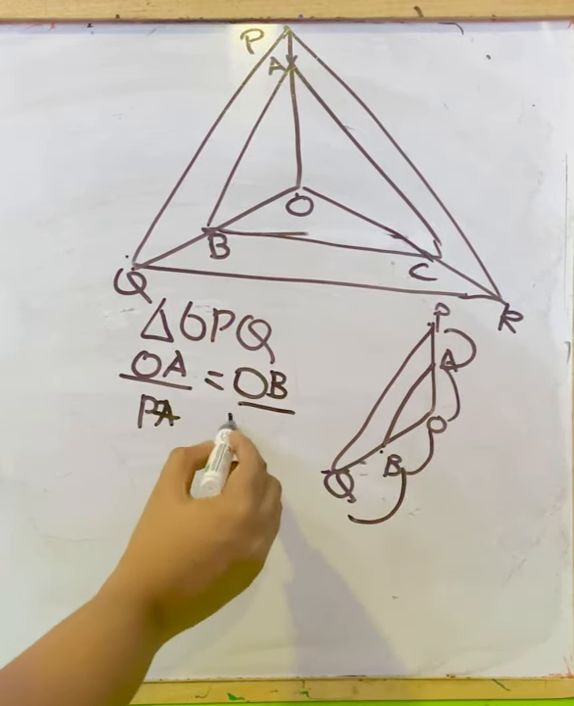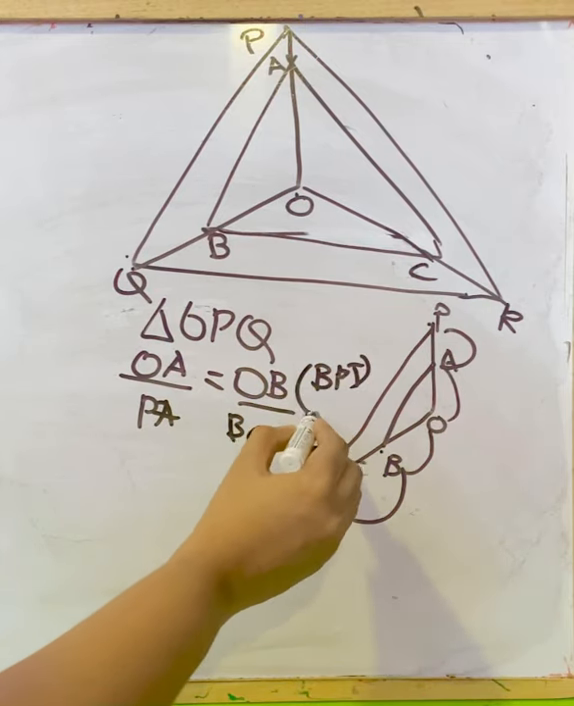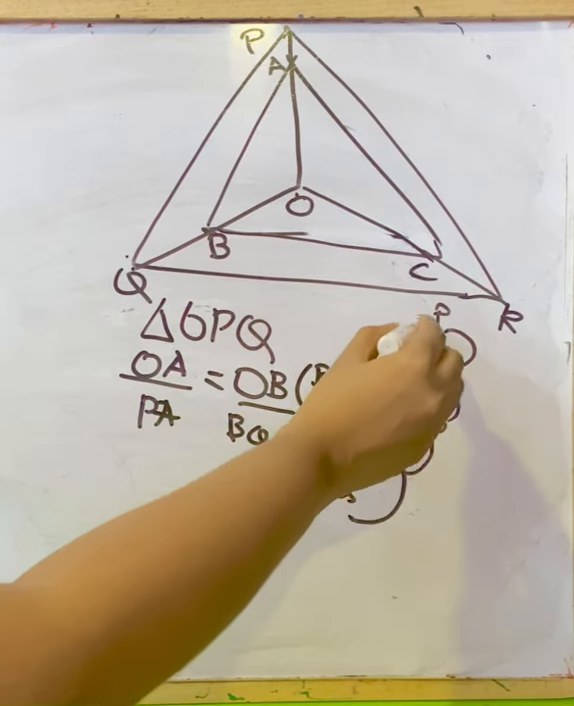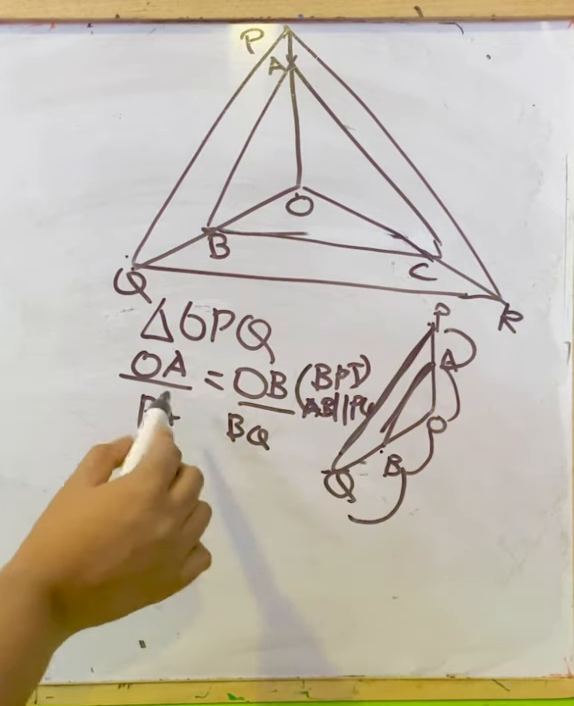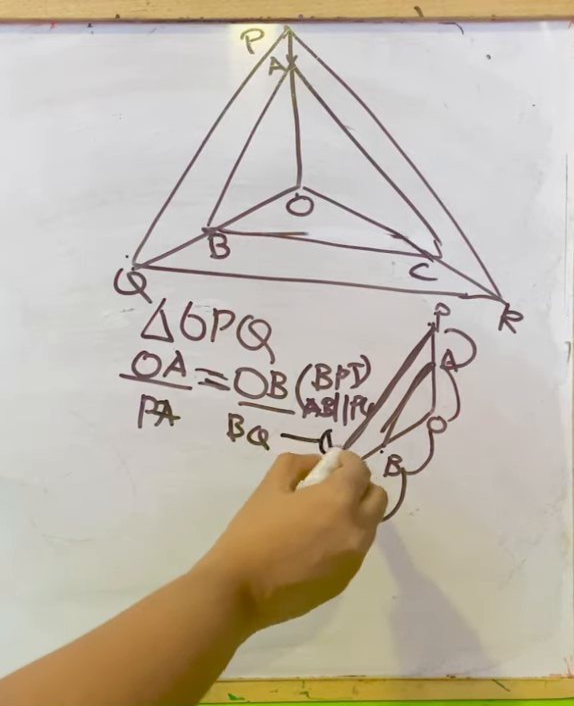This is the proportionality of the sides. According to BPT, also given in the question, AB is parallel to PQ. This and this are parallel lines, so these ratios we can write as equal. It is the basic proportionality theorem. Let this be the first equation.